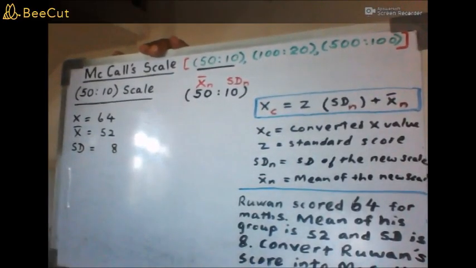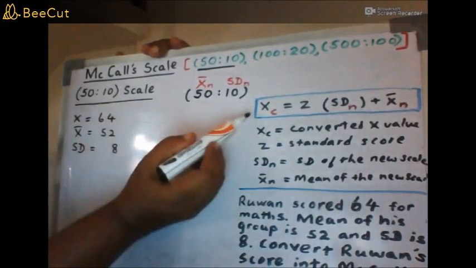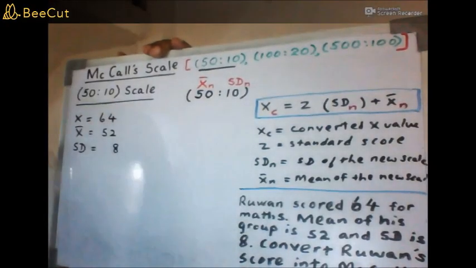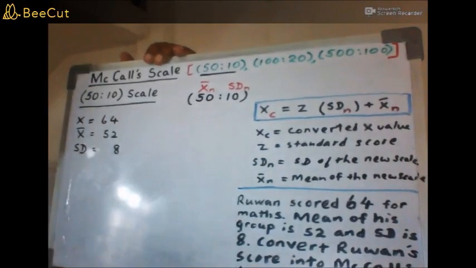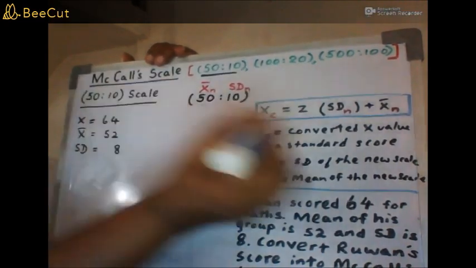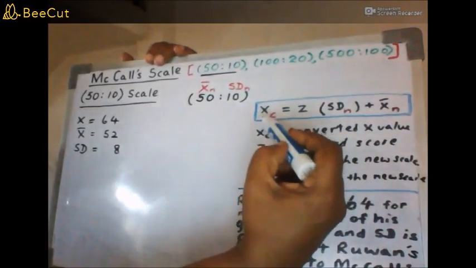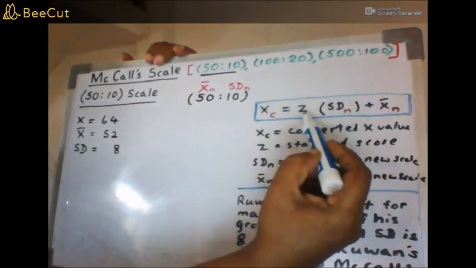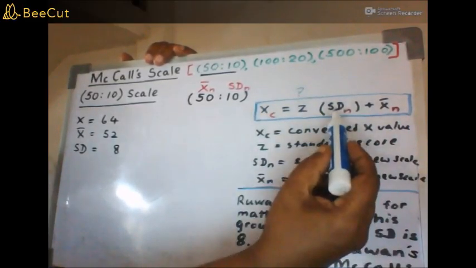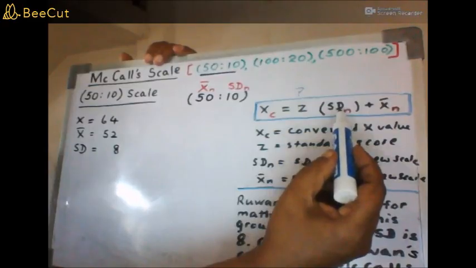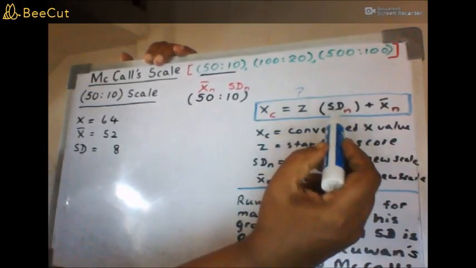Okay. Now we'll apply these values. Here, the formula is this one: converted x equals z into SD new. Now, from this, what are the things that we know? Can you check? This is what we have to calculate. Do we know z? No. We have to calculate it. Do we know the new standard deviation? Yes or no? Yes. Why?